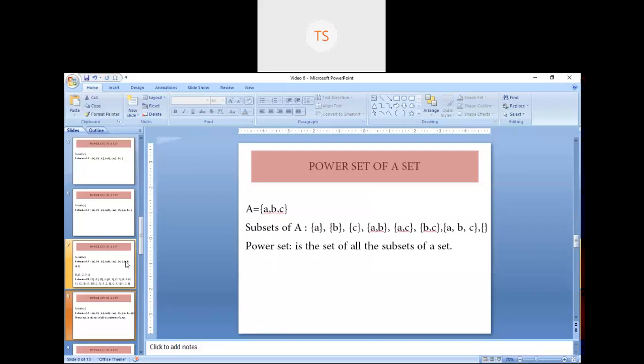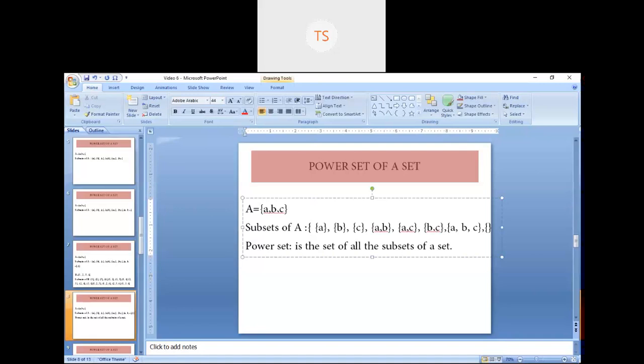So next is the definition of power set. A power set is the set of all the subsets of a set. That means first of all you have to write all the subsets of a particular set. Suppose here I am writing the subsets of capital A, and these are small a, small b, small c: A comma B, A comma C, B comma C, A, B, C and the empty set. If I write all this under one curly bracket, then it will become the power set of the set A.